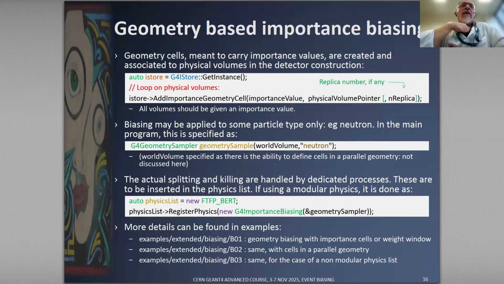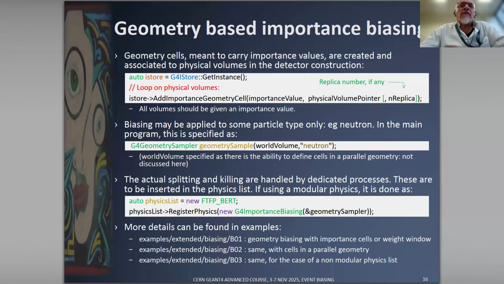Then you tell Geant4 for which particle you are applying this biasing, and you do that with this G4 geometry sampler. So you tell it that these things will be active from the world volume and for neutrons. You see here we specify world volume, which means you can also use this biasing for other geometries than the world volume, and you can apply that to parallel geometries. I don't discuss that now, but here instead of world volume, you can use a parallel geometry.